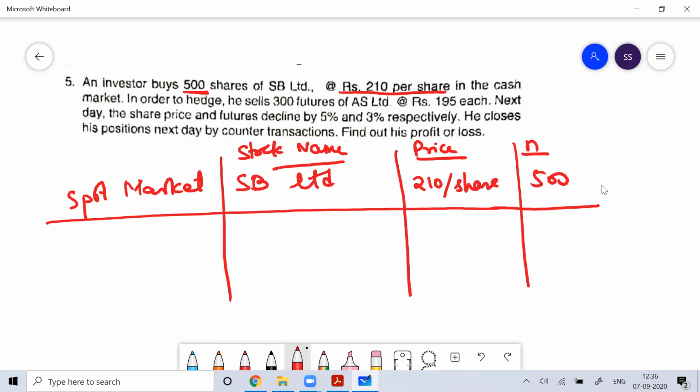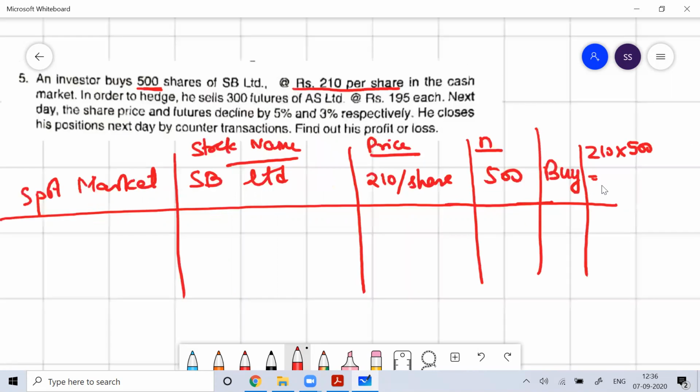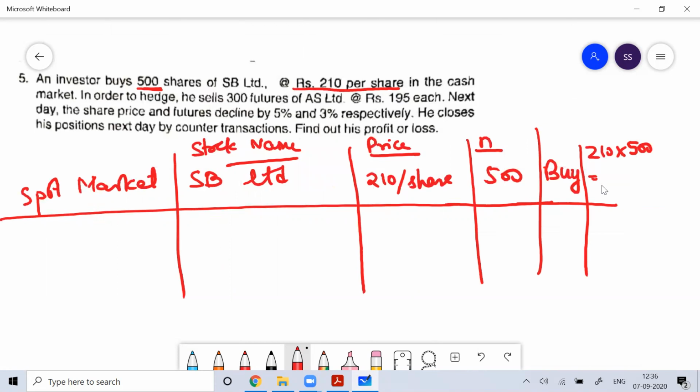So he had bought 210 into 500. 21 fives are 105, then three zeros, so 1,05,000. This is what he had done.